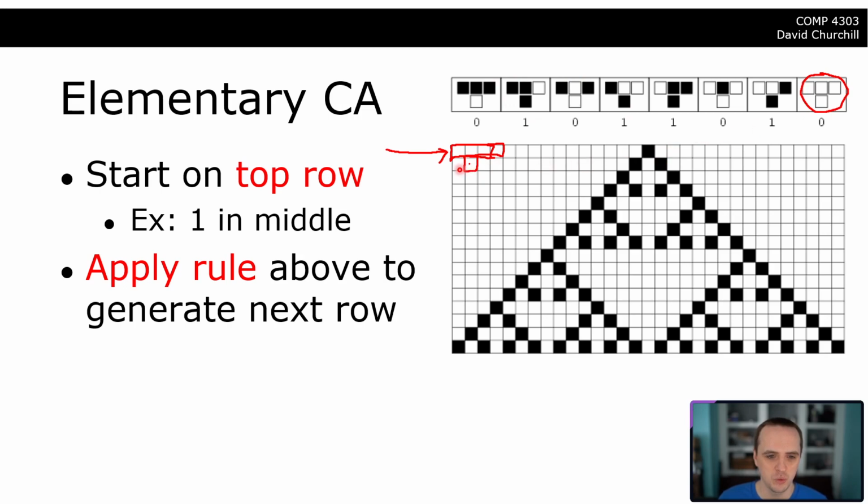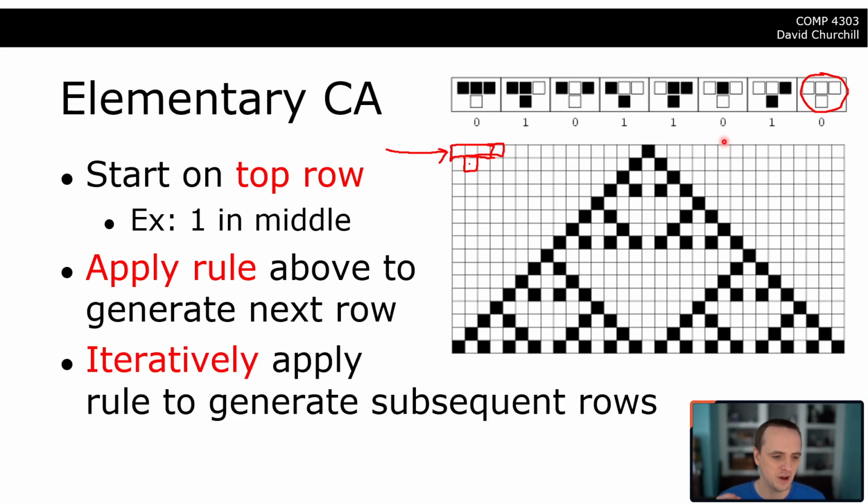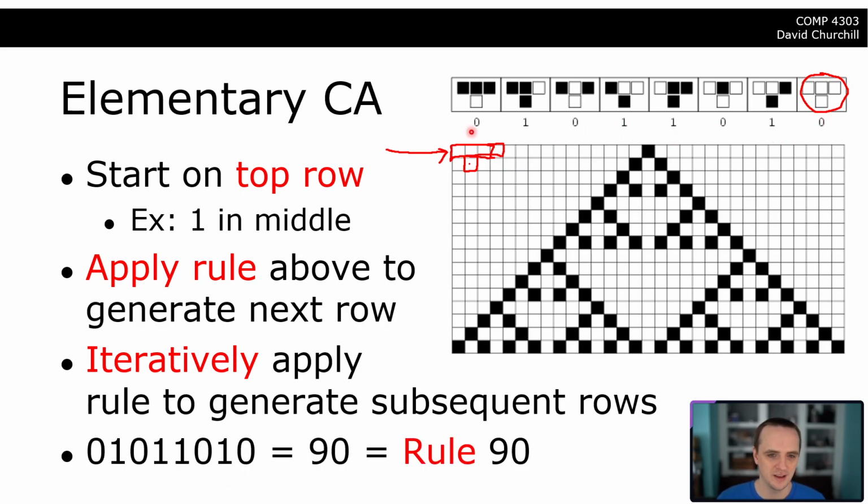And so we use these rules. Once we've computed that row, then we use that computed row to compute the next row. Then we use the next row to compute the next row, and we iteratively apply the rule to generate subsequent rows, okay? And so one way that we can name these rules is that if we take this rule up here and we fix the orderings of the patterns and we count the binary here, so 0, 1, 0, 1, 1, 0, 1, 0, then what we get is 90. So we can call this one rule 90, all right?